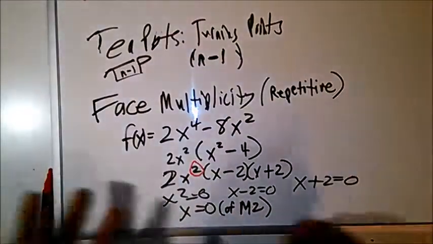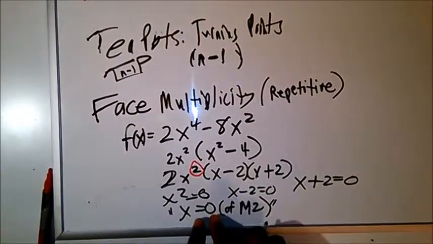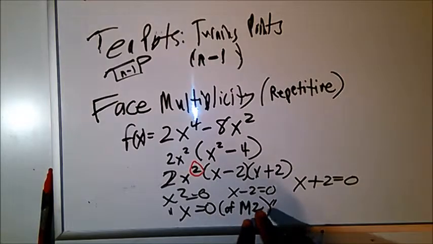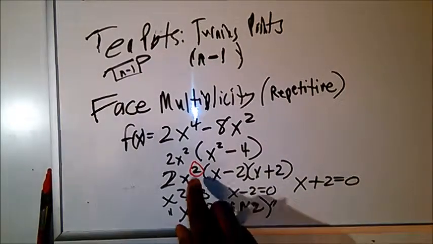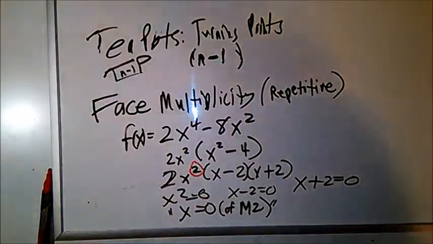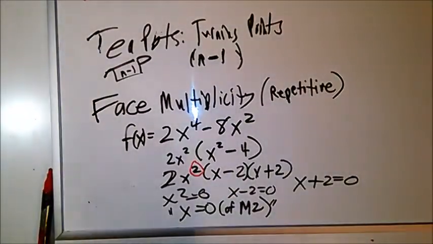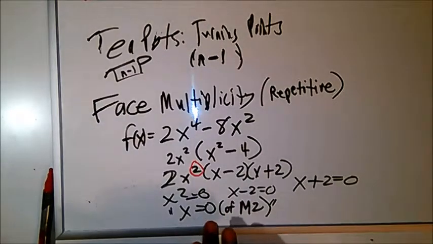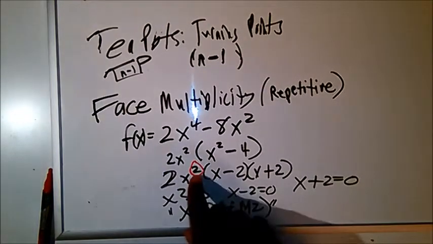So this is how we phrase it: x equals 0 of multiplicity 2. I'm telling you that it's repeated twice, but in your textbook and for tests and for our mathematical purposes, they express it this way: x equals 0 of multiplicity 2.